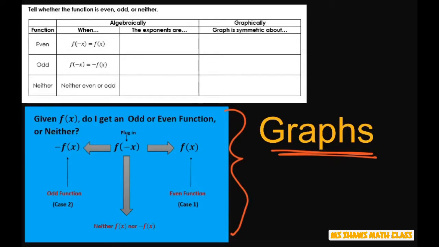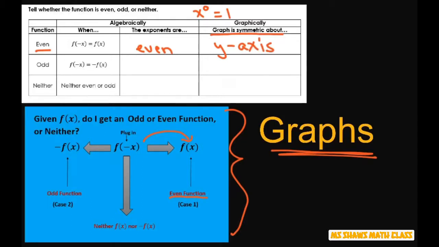So basically, if a function is even, that means f of negative x equals f of x. That would be an even function, but that means the exponents are even. And remember, 0 is never even or odd. Remember, anything to the 0 power is 1. The graph is symmetric about the y-axis.